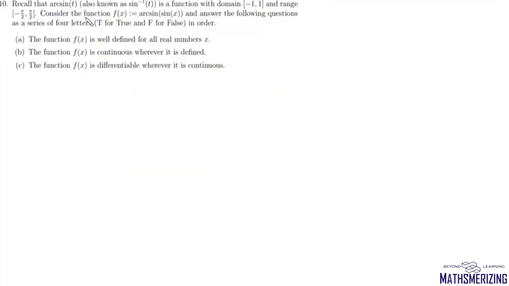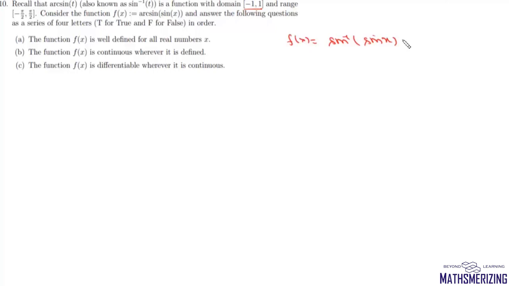Now question number 10, it says, recall that sine inverse t, which is arc sine t, is a function with domain -1 to +1 and range -π/2 to +π/2. Now it says consider the function f(x), which is sine inverse of sine x, and then we'll need to find whether these three statements are true or false.